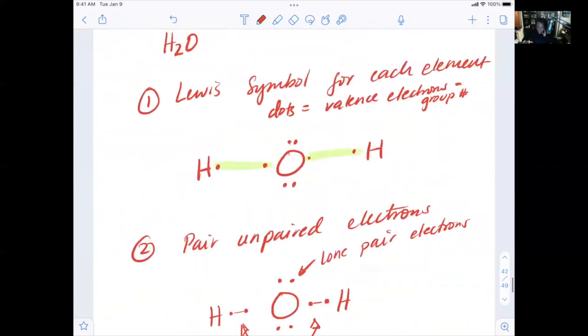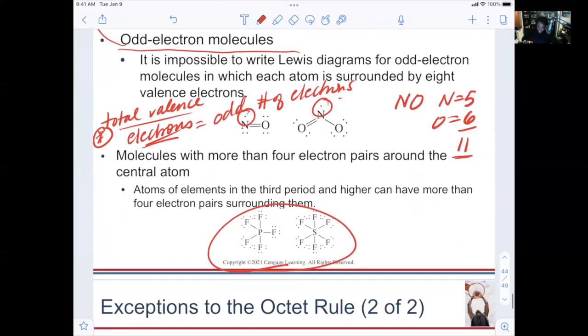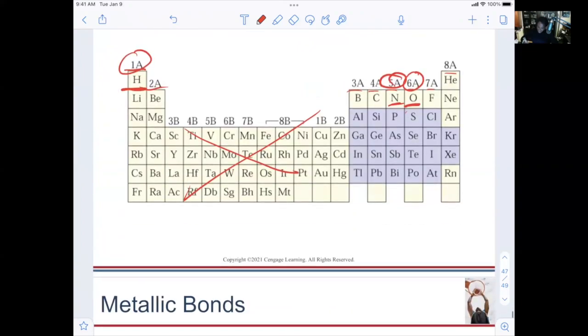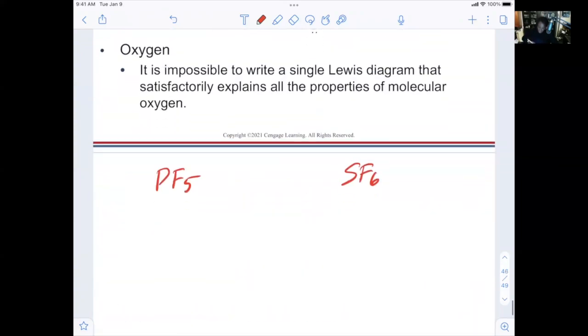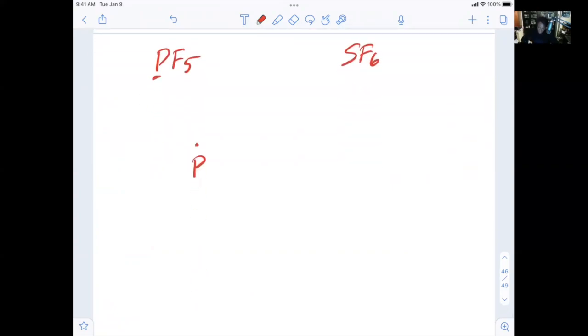Where's the periodic table? Oh, the periodic table is on the bottom, my bad. P is in group 5, right? F is in group 7, so let's look at this. P, because we only have one P, will be in the middle. It's surrounded by 5 electrons, 1, 2, 3, 4, 5. And each F is surrounded by 7 electrons. I'm going to draw one F like that, 1, 2, 3, 4, 5, 6, 7. You can see here, fluorine already has 7 electrons. It's only 1 electron away from getting the octet status, so it really just needs 1 electron from here to be paired.